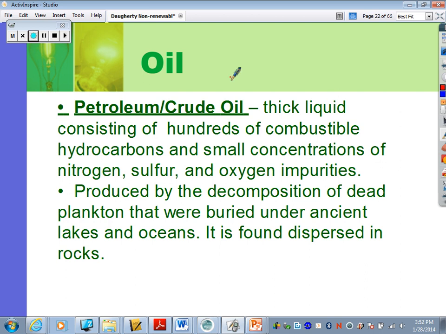So for oil, sometimes you hear it called petroleum, petrol, or crude oil. It says it's a thick liquid consisting of hundreds of combustible hydrocarbons and small concentrations of nitrogen, sulfur, and oxygen impurities. We already know how it's produced. It's produced from decomposition of dead little microorganisms in the ocean, like plankton, that were buried, went through heat and pressure, and formed these fossil fuels.